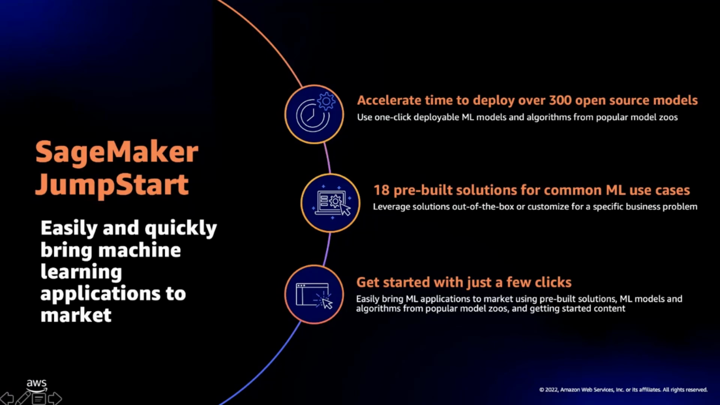You can also get started with just a few clicks and easily bring full ML applications to market using what is called, within JumpStart, pre-built solutions. These solutions can be used either out of the box as they come, or they can be customized to solve a specific business problem. They eliminate the need to do the whole thing yourself, training the ML model and stringing together different components of an ML application, because within an ML application the model is a component, but many other components need to be strung together to actually achieve a solution for an end-to-end use case.